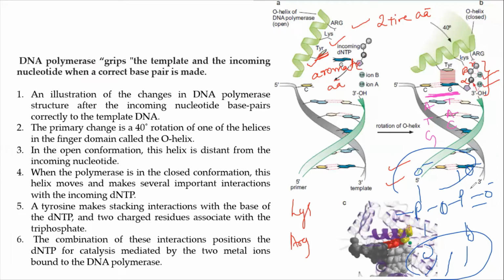Okay. So overall, what is happening now? You can see that the fingers are playing such an important role. First, it is stabilizing the incoming dNTP by using lysine and arginine in stabilizing the beta and gamma phosphate, along with the divalent metal ions. Secondly, tyrosine is making stacking interactions with the base of the newly incoming dNTP. So the combination of all these interactions is positioning the dNTP ready for the catalysis to be done by the DNA polymerase.